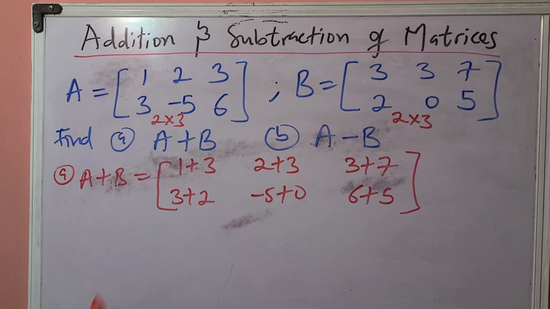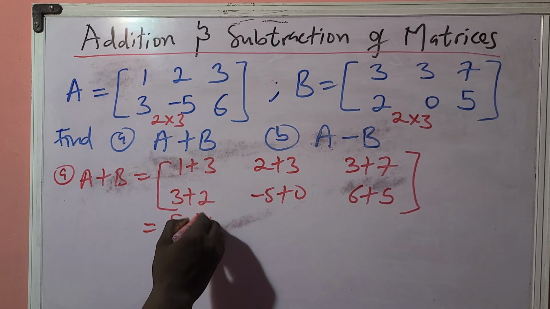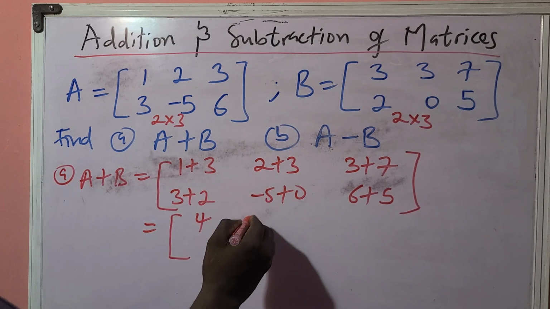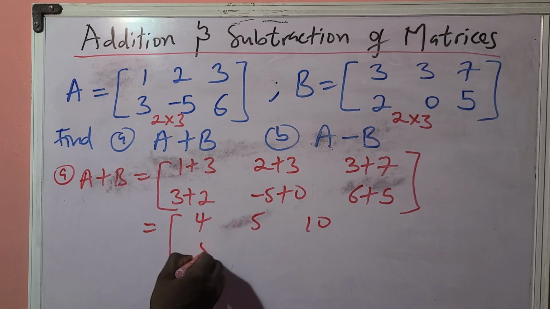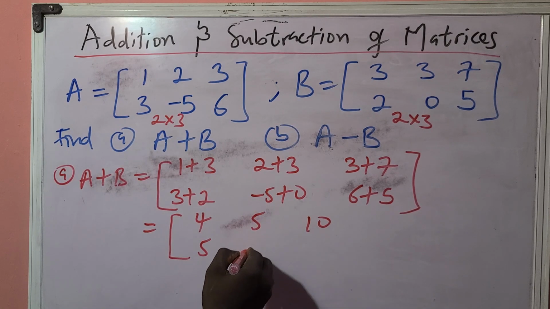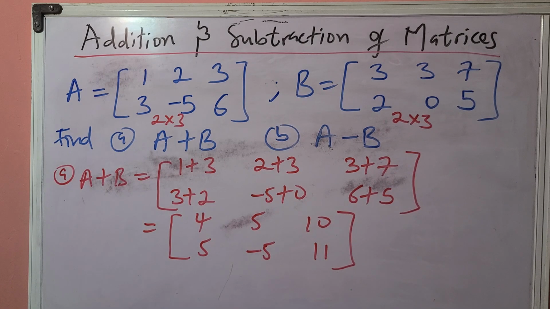Then you can go on to resolve this to get an answer of 4, that's 1 plus 3, 5, 10, 5, minus 5, and 11. So this gives me the value for A plus B.